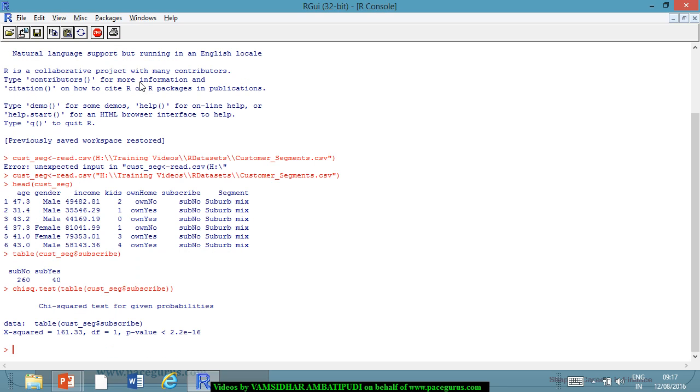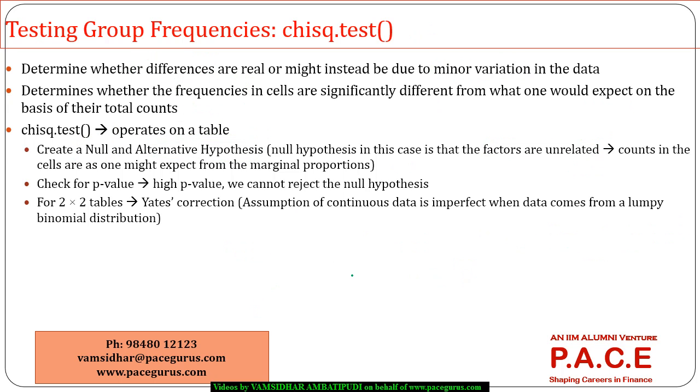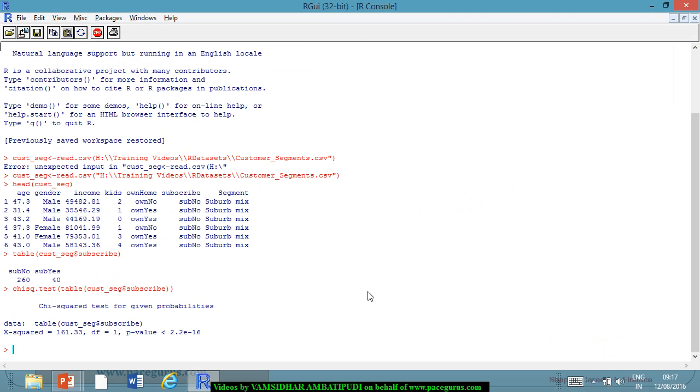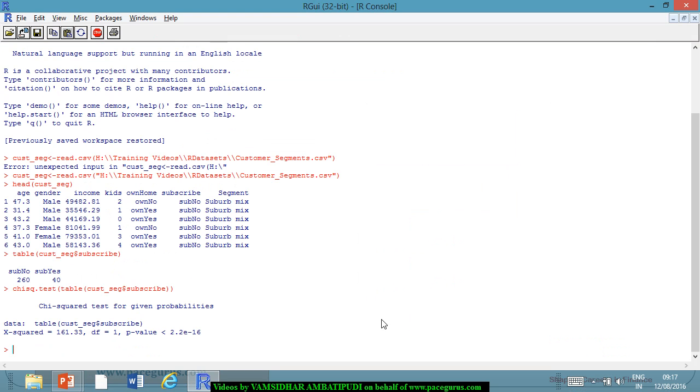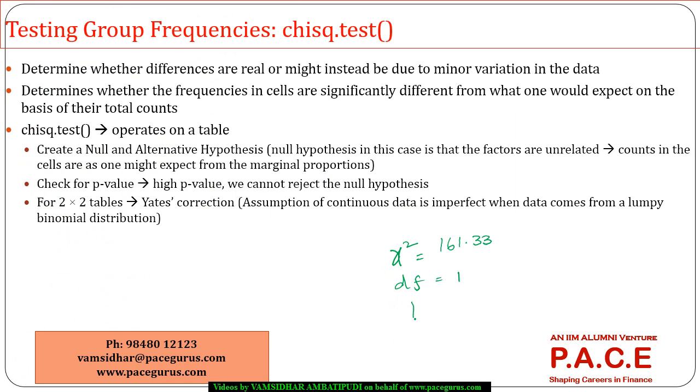Here I could see some of the important numbers. Let me note them. The chi-squared value is being given as 161.33. The degrees of freedom is 1, and the p-value is shown as 2.2 into 10 to the power of minus 16. So these are the values that are being produced by my chi-square test.